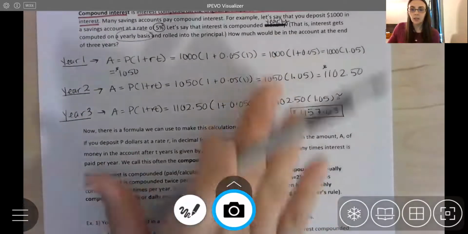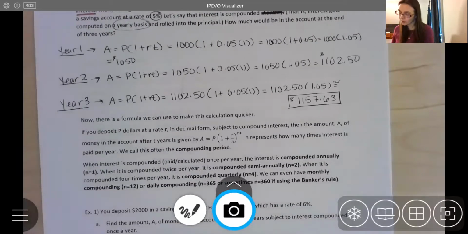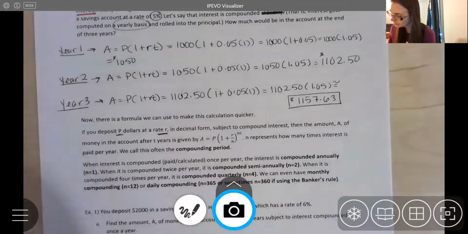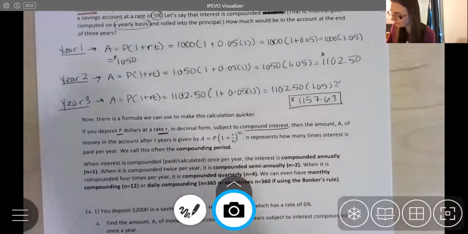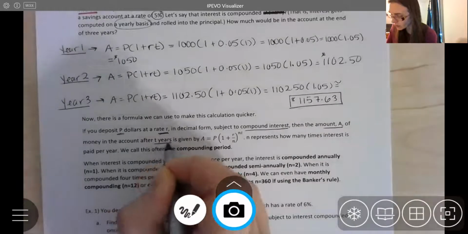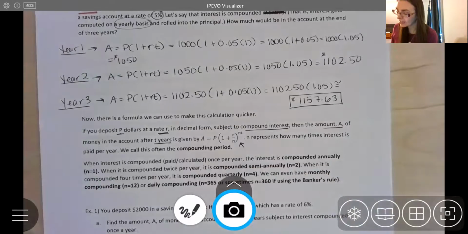Now, this is good. We can do this, but it's pretty tedious. So if I want to do this for a long period of time, then this is kind of a pain to do over and over and over again. So we do have a shortcut formula that we can use when we're doing compound interest. If you deposit P dollars at rate R, so P is still your principal, R is still your rate, we're doing compound interest, A is still your future amount, and T is still years. So those have all the same designation we're used to. We can use this formula here to find the amount when we're compounding.